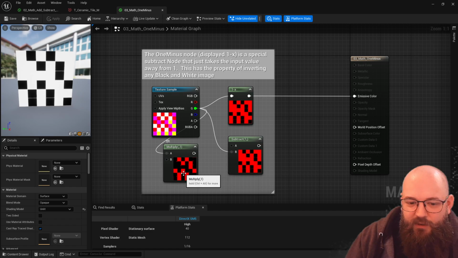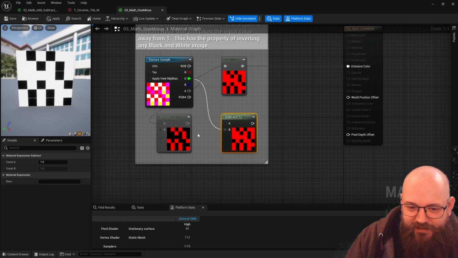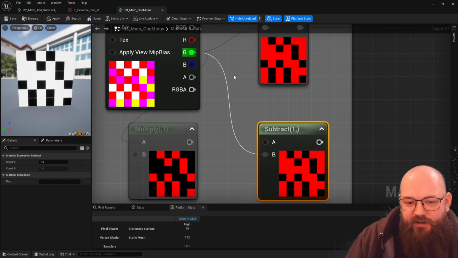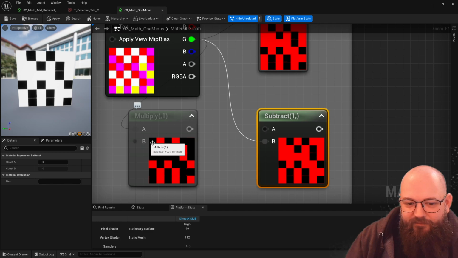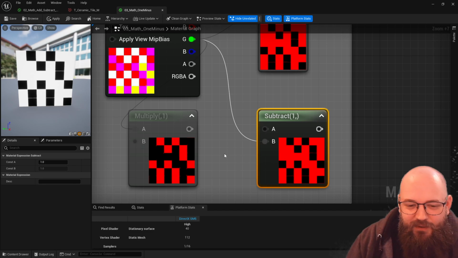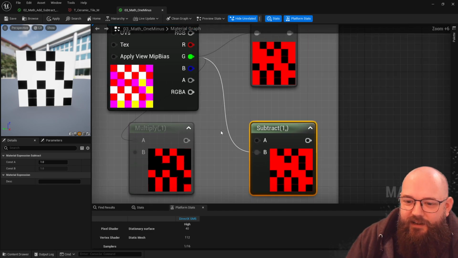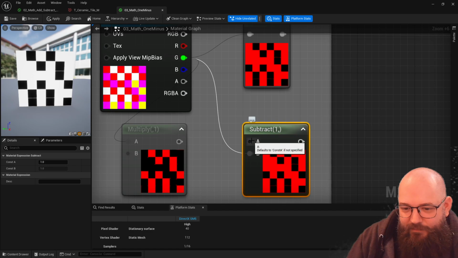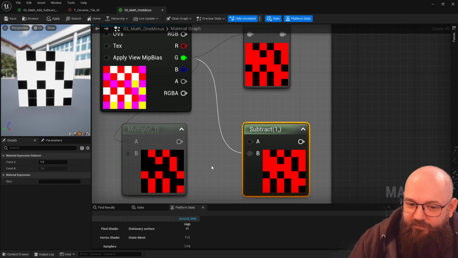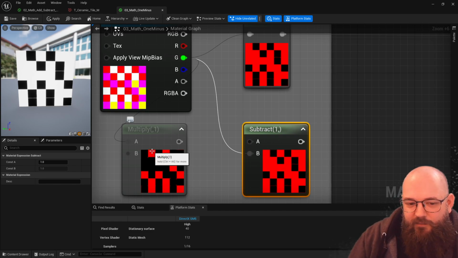So the input texture, and I've just done that multiply trick again so I can see what's happening. The green channel here is a series of black and white squares displayed as black and red because of how Unreal displays things, but we can see by subtracting from 1, everything that was black, that was 0, 1 minus 0 is now 1, so that becomes white, and 1 minus 1 becomes black.